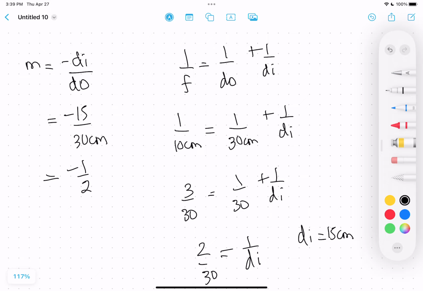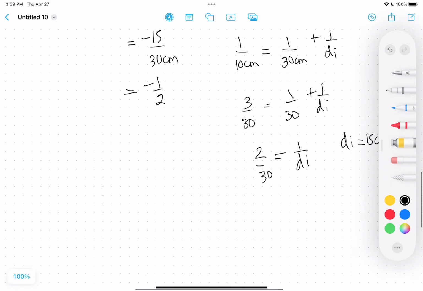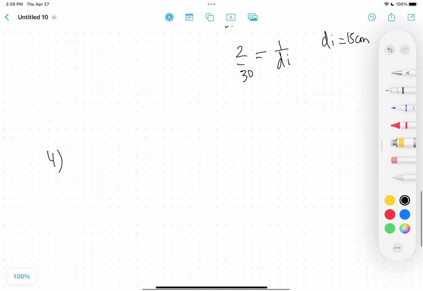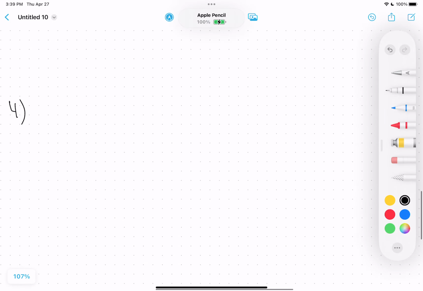Ray tracing for problem 4. So problem 4, this is where I recommend to determine all the different combinations of where you can have an object located.